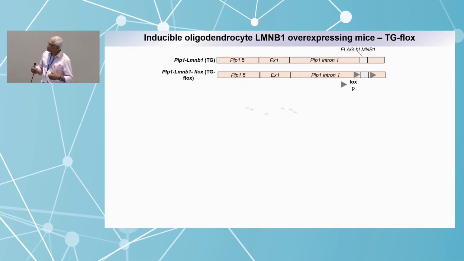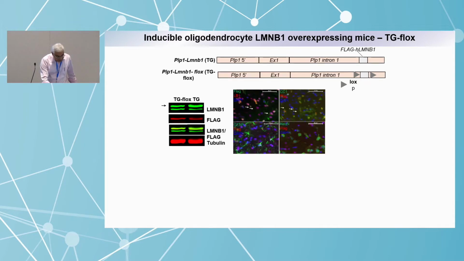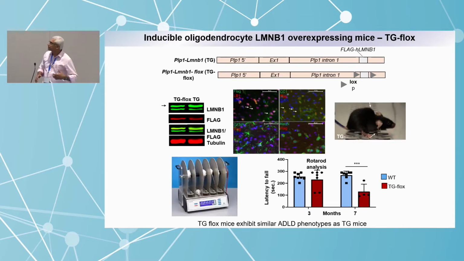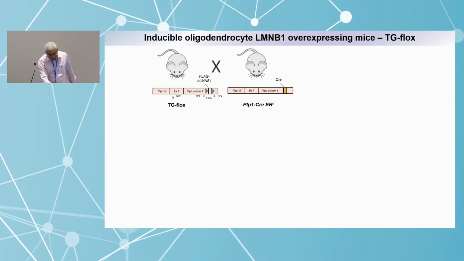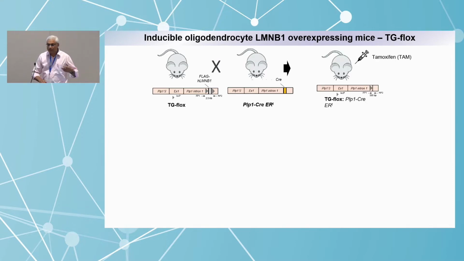The advantage with LoxP sites, first of all, these mice are very similar to our original transgenic mice. They also overexpress to a similar level. They target the overexpression specifically to oligodendrocytes, and these mice also show an age-dependent motor dysfunction and have significantly reduced survival. The advantage with these mice is that you can now cross them to inducible Cre mice. And if you inject these bitransgenic mice with tamoxifen, you can actually excise out the overexpression cassette.